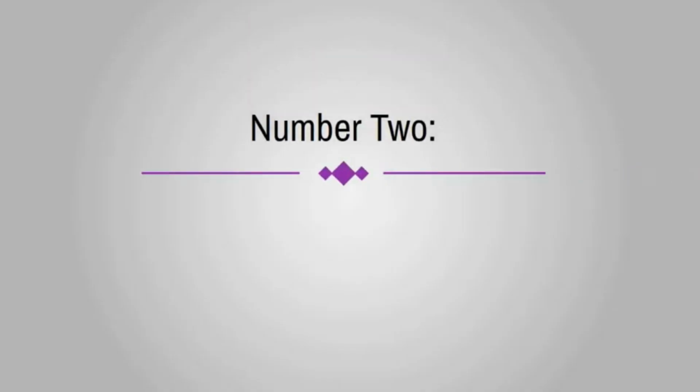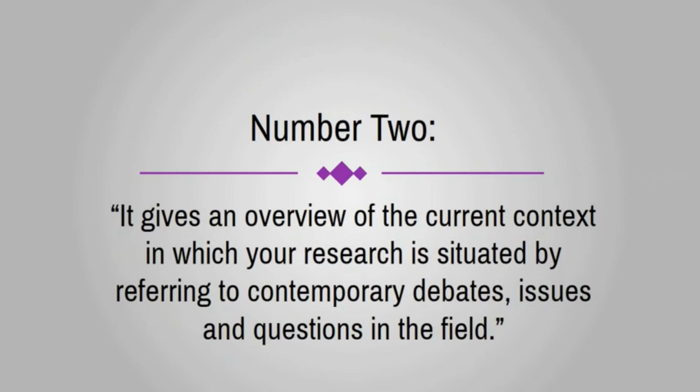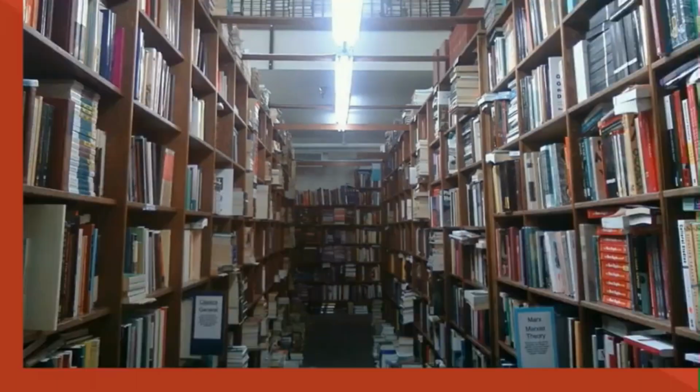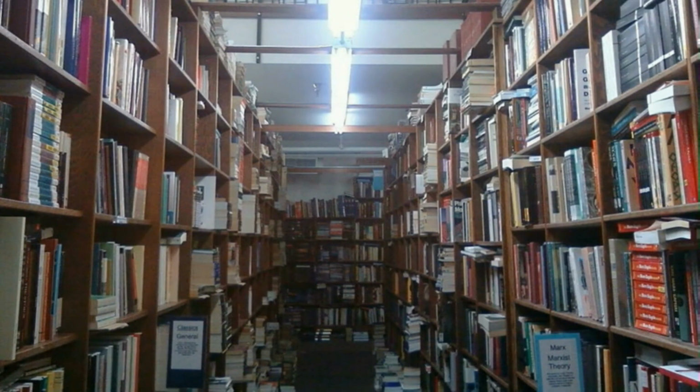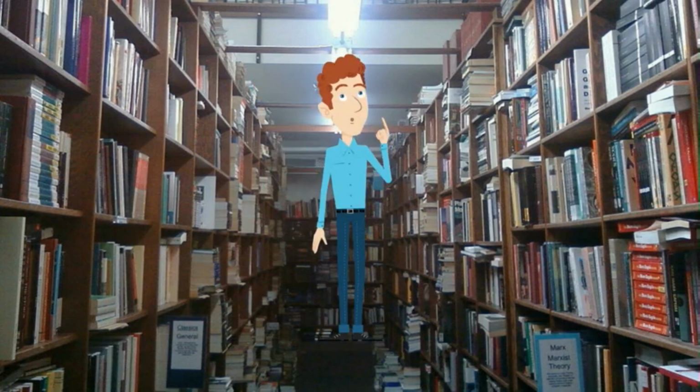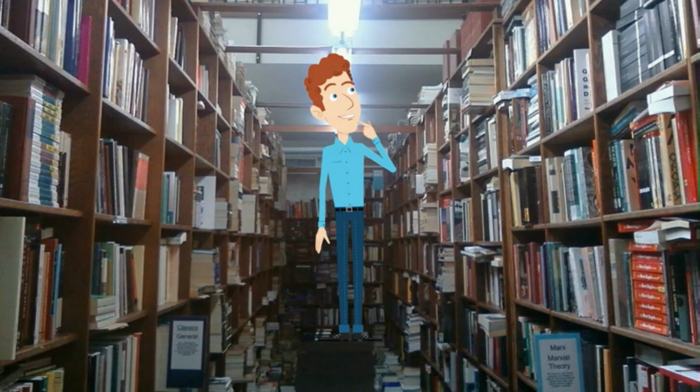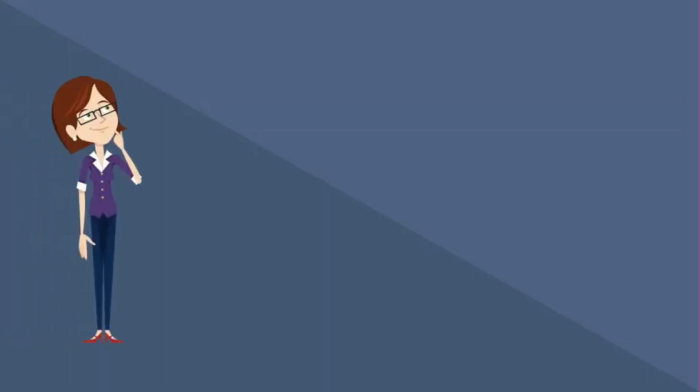Number 2. It gives an overview of the current context in which your research is situated by referring to contemporary debates, issues, and questions in the field. This is important because your field of research is constantly updated and expanded upon through new and exciting work. Moreover, the ideas about your field might have a different meaning in a new context.